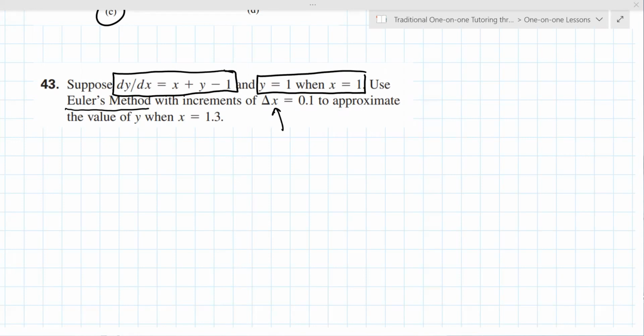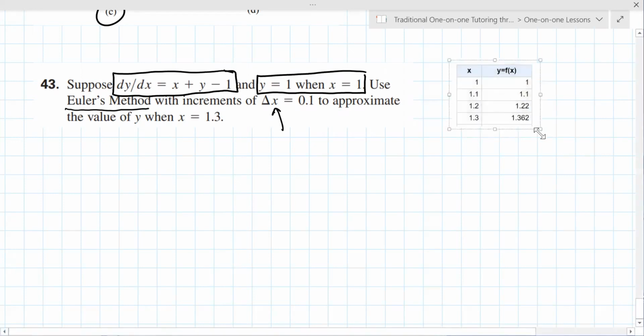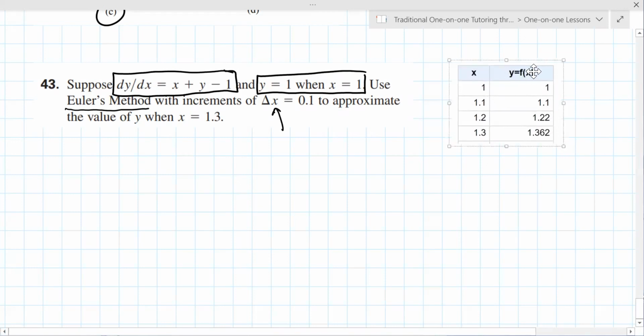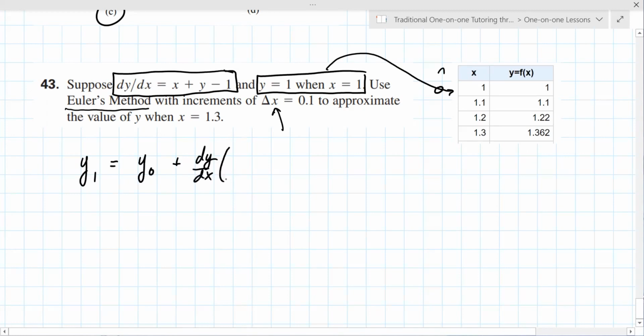Okay, so what your instructor is looking for is this is your final answer. They want to know at each x value, what is the f of x value. So you already have the first one, it's given here. The way this works is they use subscripts. Let me call this step 0. So y1 equals y0 plus, and then you're evaluating the derivative at x0 and y0, and then you're multiplying it by your delta x.